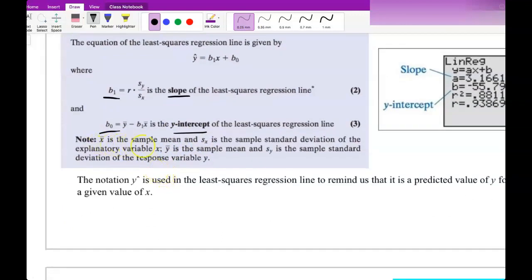Okay, once again, x bar is our sample mean, and sx is the sample standard deviation of the explanatory variable. And also y bar is the sample mean, and sy is the sample standard deviation of the response variable y. That's why we use y here, because that is for response, and here we use x, because that is for explanatory.